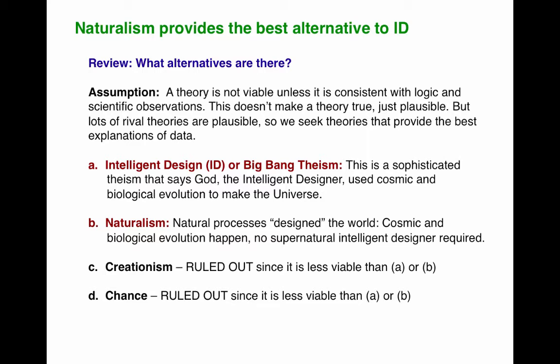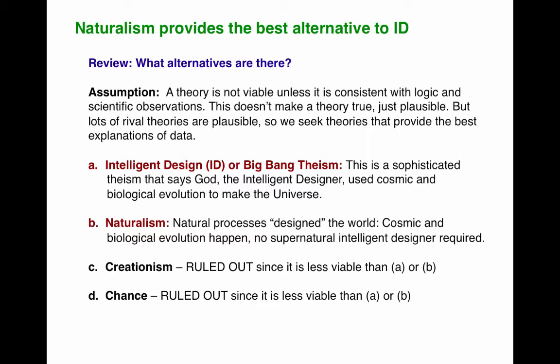Review. What alternatives are there? The assumption is that a theory is not viable unless it is consistent with logic and scientific observations. This doesn't make a theory true, just plausible. But lots of rival theories are plausible, so we seek theories that provide the best explanations of data. Intelligent design, or Big Bang theism. This is a sophisticated theism that says God, the intelligent designer, used cosmic and biological evolution to make the universe.